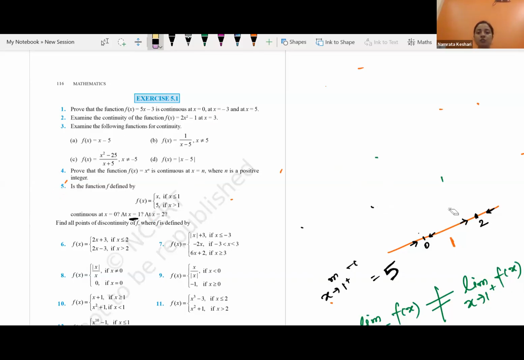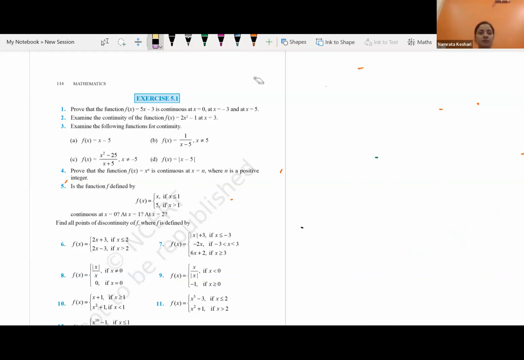Can you see the first question over here, Miraj? Is it readable? Yes, it is. Okay, prove that the function f of x equals 5x minus 3 is continuous at x equals 0. At x equals minus 3 also it is continuous. We have to prove it. And at x equals 5 also it is continuous. We have to prove it.